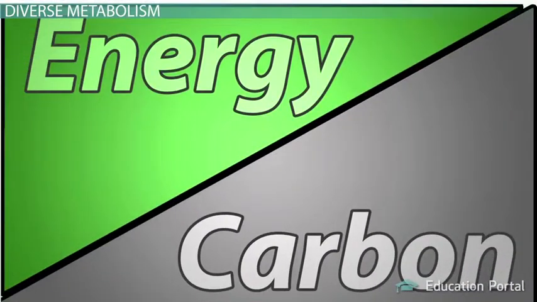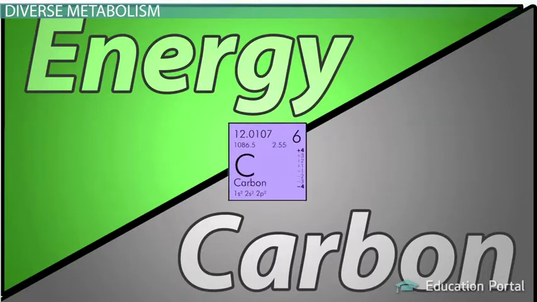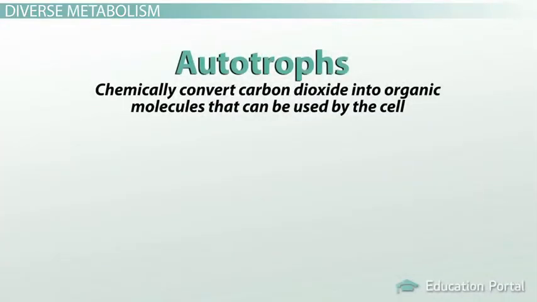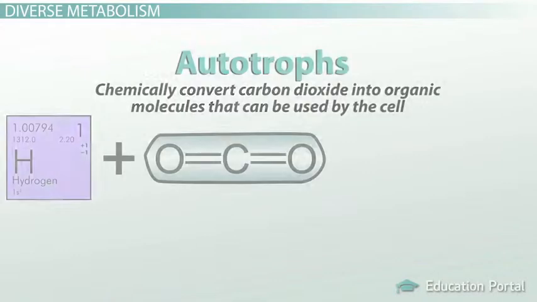All organisms need both a source of energy and a source of carbon. Since all of the cell components are carbon-based molecules, cells need ready access to carbon atoms that can be used as building blocks within the cell. Many of the archaea are autotrophs, which means they are able to chemically convert carbon dioxide into organic molecules that can be used by the cell.